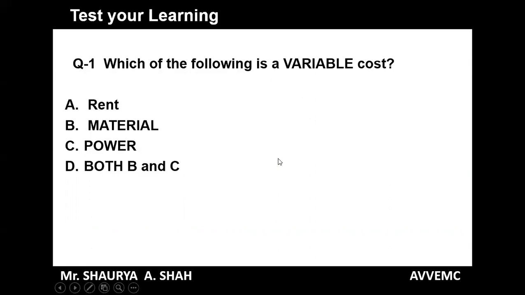The second question for you all, which of the following is a variable cost? Rent, material, power, or both B and C? The answer is both B and C, students. As material and power, if you produce, you use it. If you don't produce, the cost will be zero. So all this is related to your variable cost. I suppose this is just for testing your learning. Next lecture, we will study it in very much detail, students.